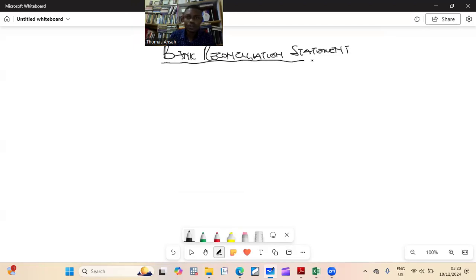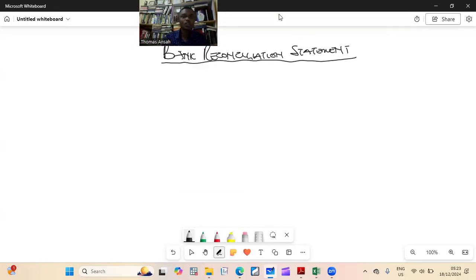Now, what is bank reconciliation statement all about? There are two parties I want you to look at in terms of trying to understand it. Number one is the company, the entity, or the business you are working for. Let's say you are the accountant inside this business, or the company, or the entity. On the other hand, there is a bank.